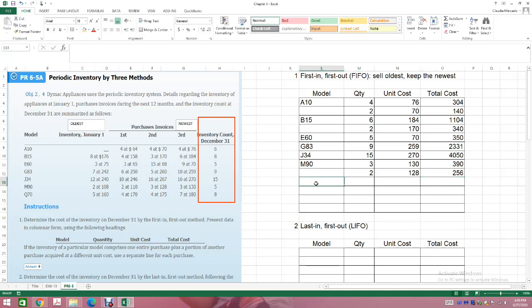Last but not least, I've got my Q70. For the Q70, I need 8. That's what I have left over. 8 units. Well, I'm keeping 7 for my third purchase. 7 at 180. 7 times 180. I need 1 more to complete my 8 that I have in my warehouse. So I'm going to get that 1 from my next newest, which is right here. So it'll be 1 at 175. I'm getting it from here to complete my 8. One times 175. There we go. Now I can get my total.